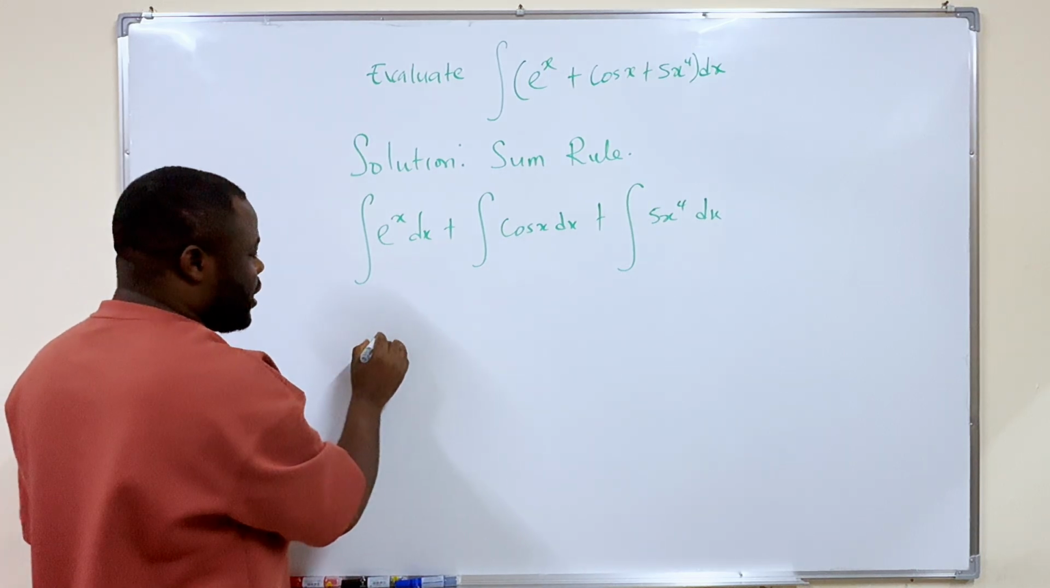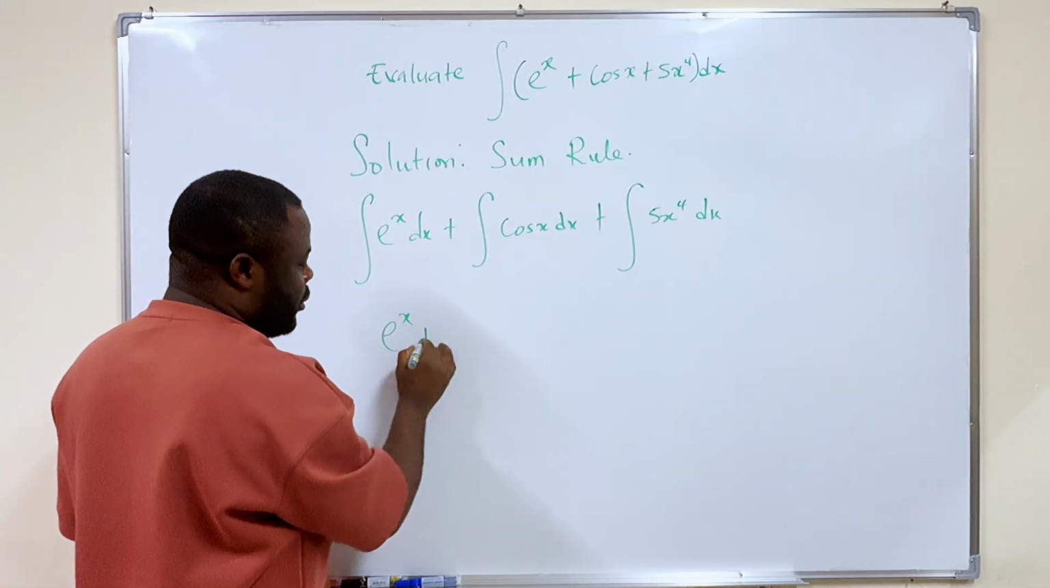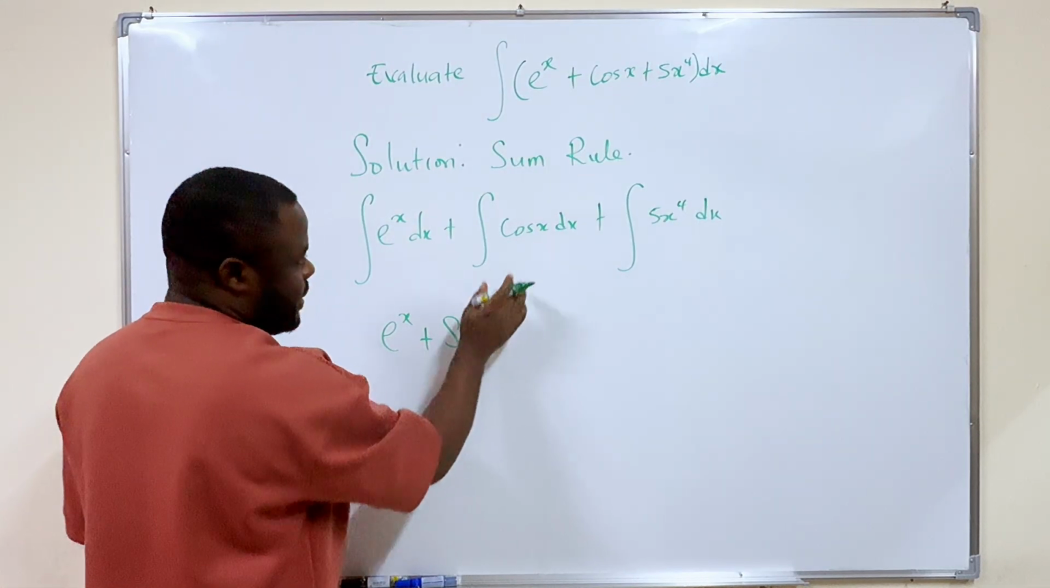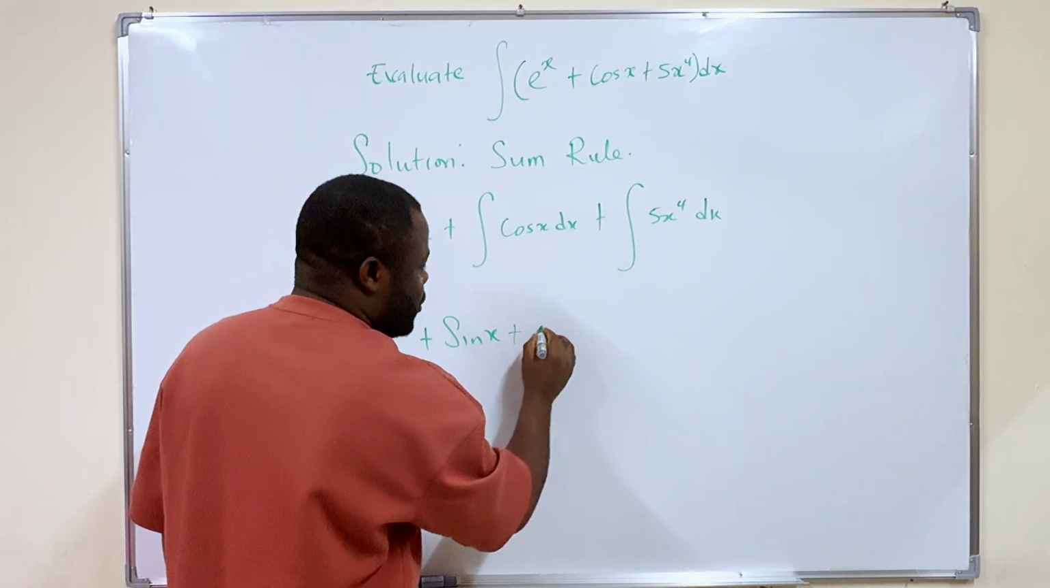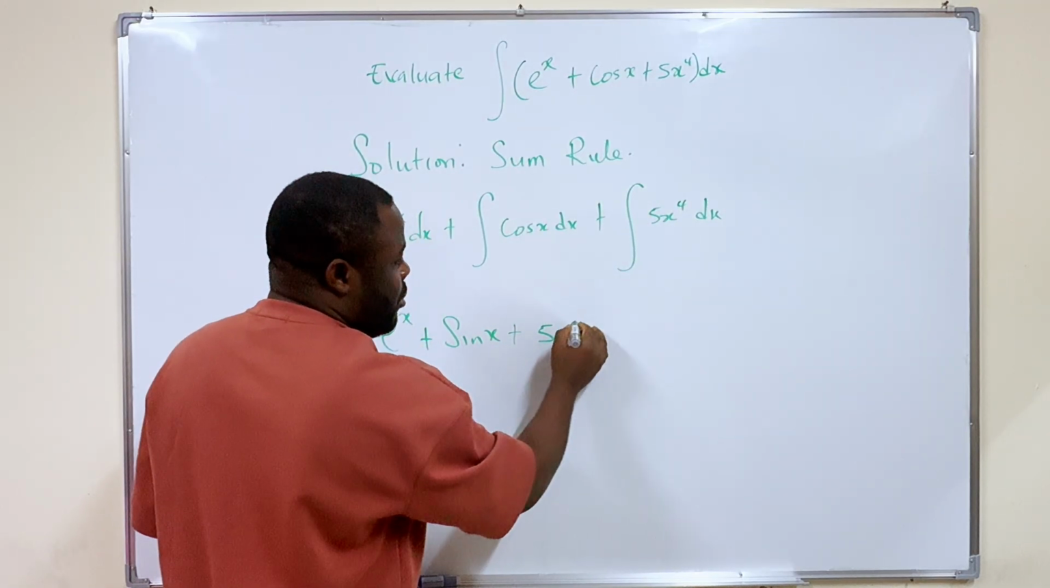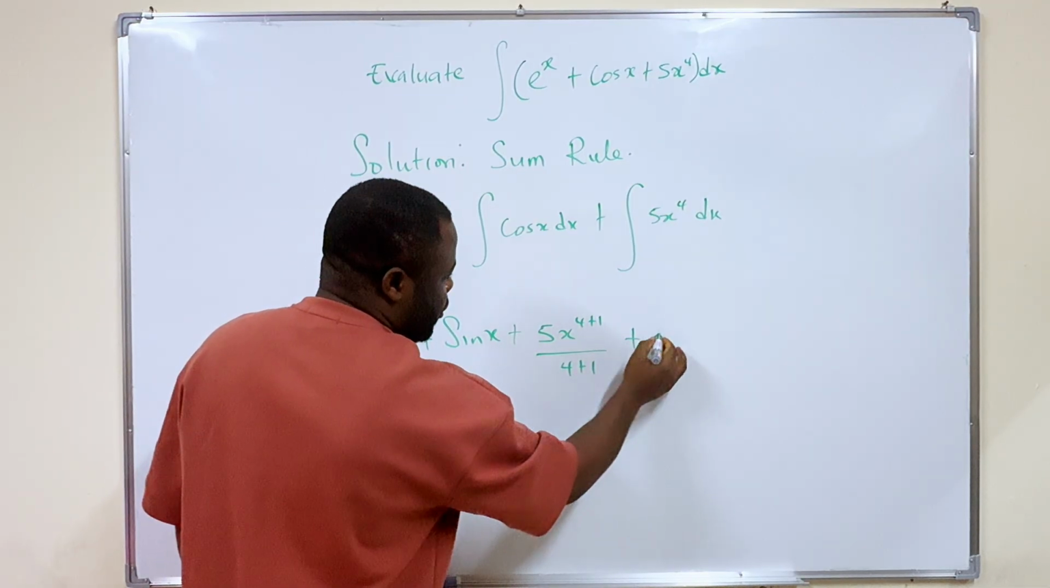So if you integrate this, it is going to give you e power x straight. And this will give you plus sine x. Then I say plus, we now have the power rule here. So this is going to give you 5x power 4 plus 1 over 4 plus 1, then plus c.